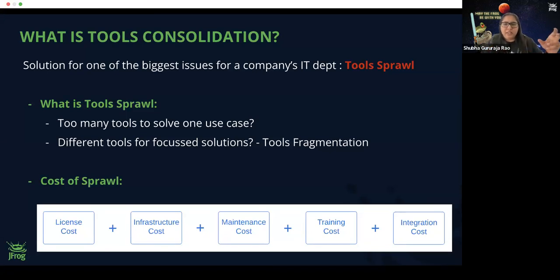For example, you bring in Bitbucket, but you also have GitHub. So how do I integrate which team is using which one? How are these different source code management tools hooking up with the CI tools? How do you integrate them? How do you make sure that your code scanning tools are integrated with both of these source code management tools, right? So there is a lot of integration cost associated with your different tools as well. So from a holistic perspective, when we look at the cost of tool sprawl, it's license cost plus infrastructure plus maintenance plus training cost and your integration cost as well, right?